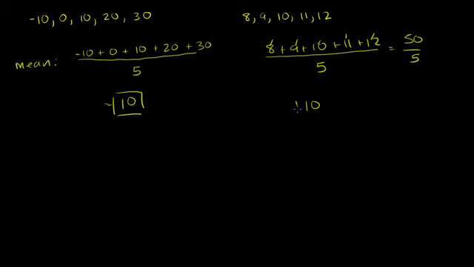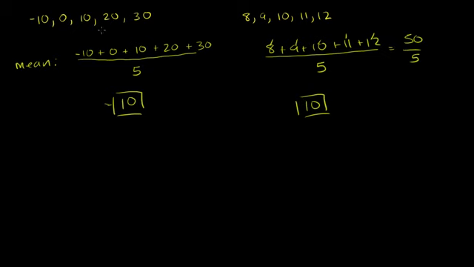So they have the exact same population means. Or if you don't want to worry about the words population or sample and all of that, both of these data sets have the exact same arithmetic mean. When you take the sum of these numbers and divide by 5, you get 10. The sum of these numbers divided by 5, you get 10 as well.